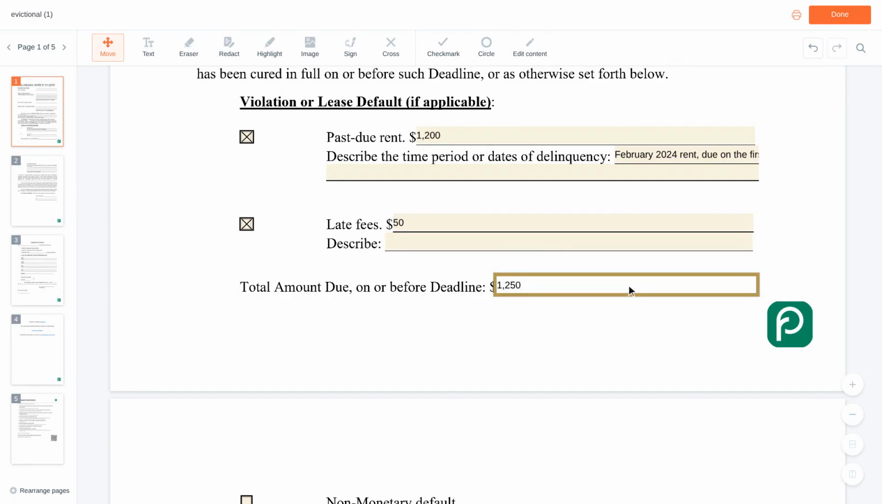Let's walk through what your state requires for this eviction notice. For non-payment of rent, the tenant must receive not less than 7 business days' notice after they receive it. That gives them a window to pay what they owe before the process moves forward.